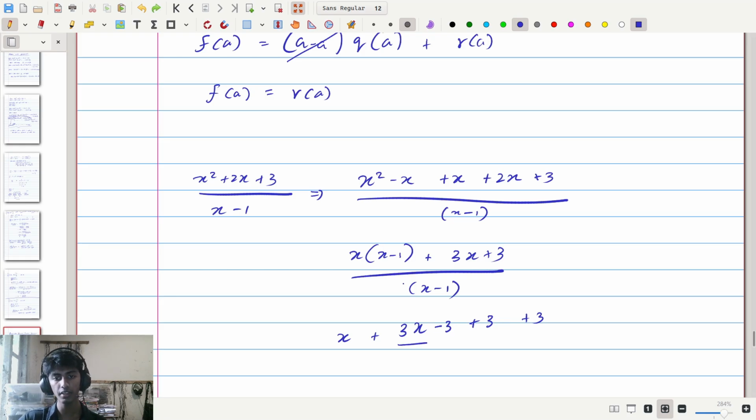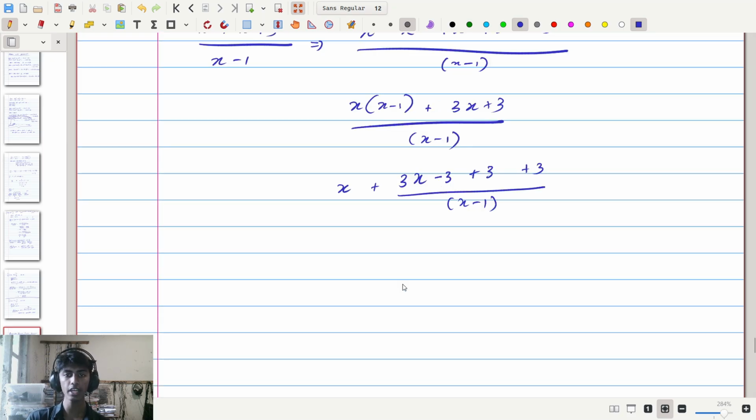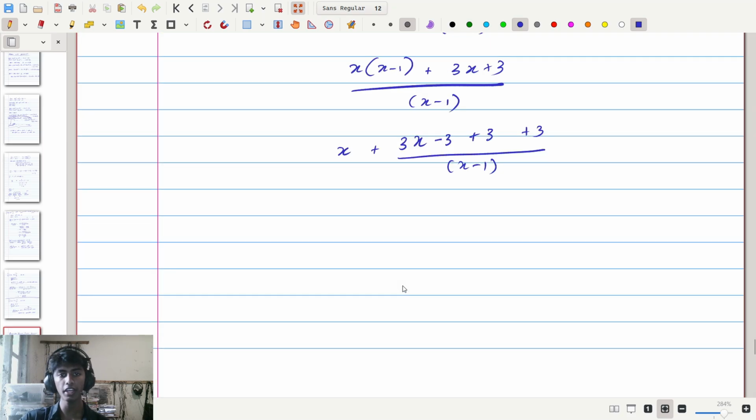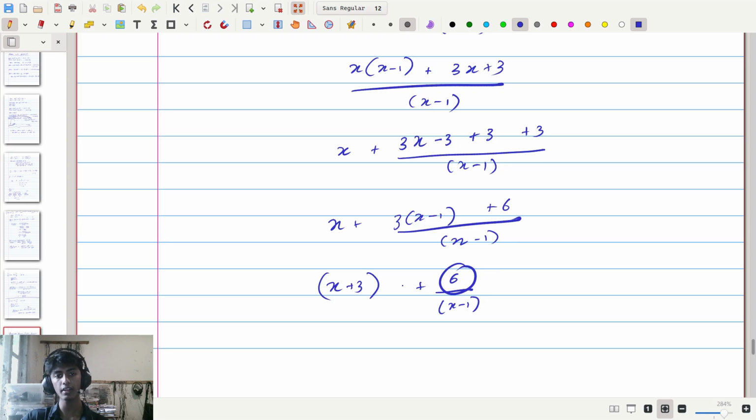And we divide by x minus 1. So now here we have this 3x minus 3, which when we factor out the x minus 1, we get 3 times (x minus 1). And then this plus 3 and plus 3 give us plus 6, divided by x minus 1. So in this case, dividing by the x minus 1 here, we get x plus 3 plus 6 divided by x minus 1. Now here, this is our remainder and this is our quotient.